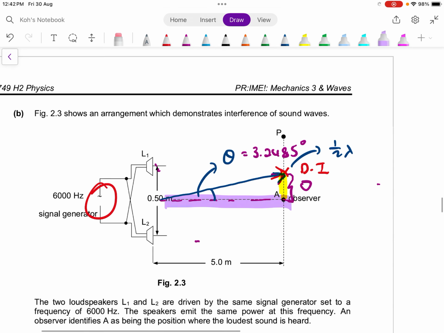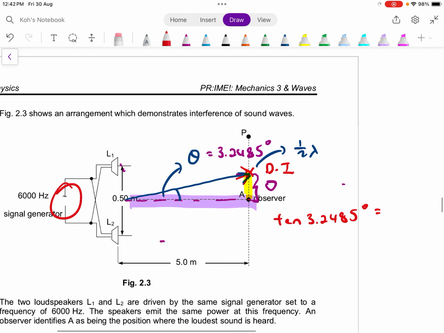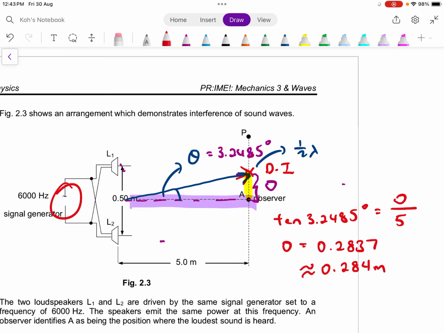So based on this, I can use tan. So tan 3.2485 degree is equal to opposite over adjacent, which is 5 meter. So the opposite is equal to, let me do a fast calculation, 5 times tan 3.2485 degree. It's about 0.2837, so roughly rounded off to 0.284 meter. Yeah, so that is how we solve this question.